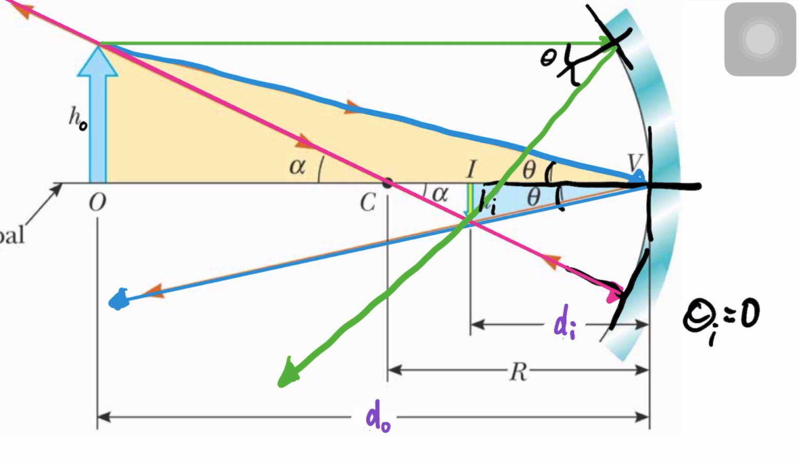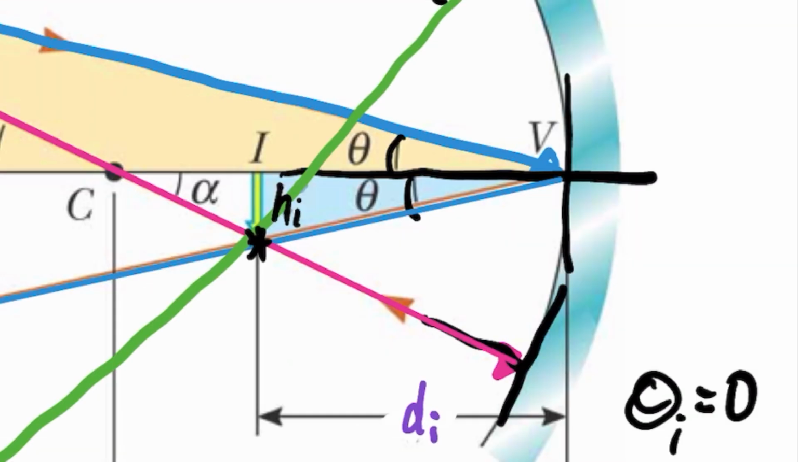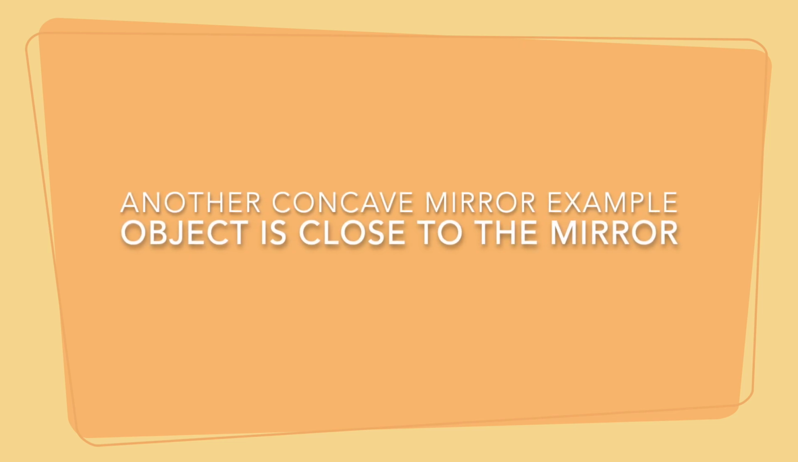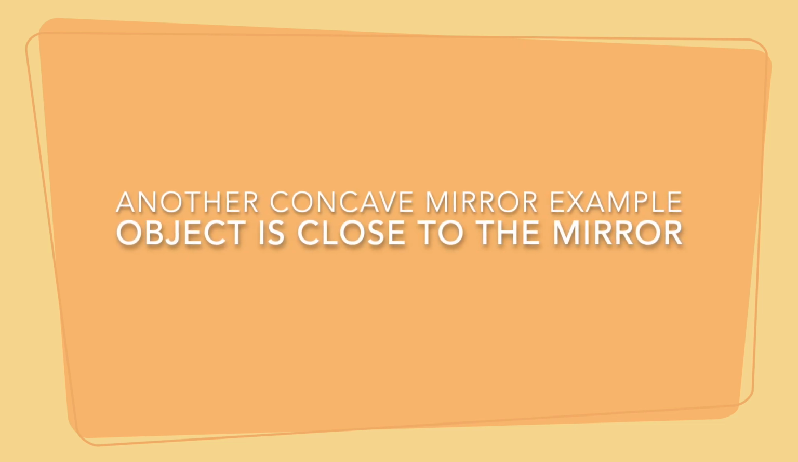I can see that in this case, the height of the image is a smaller magnitude than the height of the object, and the image is upside down or inverted. DI is the distance from the image to the mirror, which in this case is positive because it's in front of the mirror. That was a concave mirror with the object further than the center of curvature.